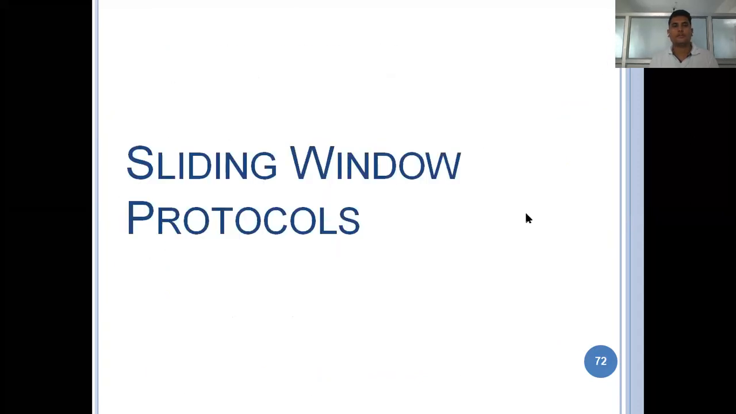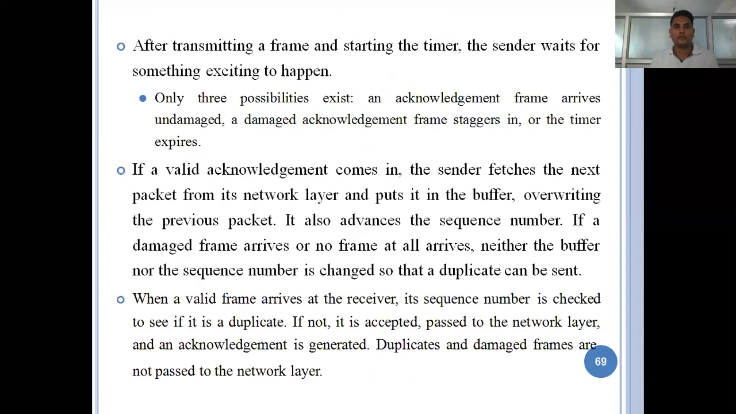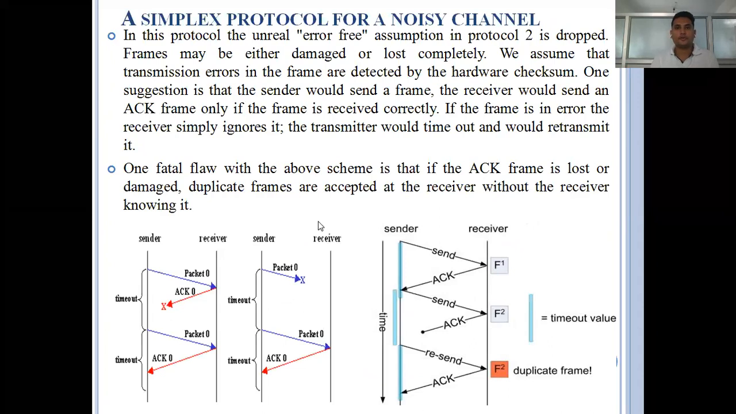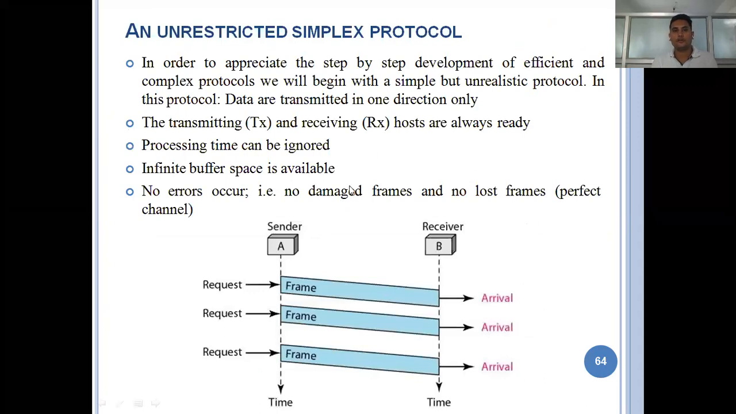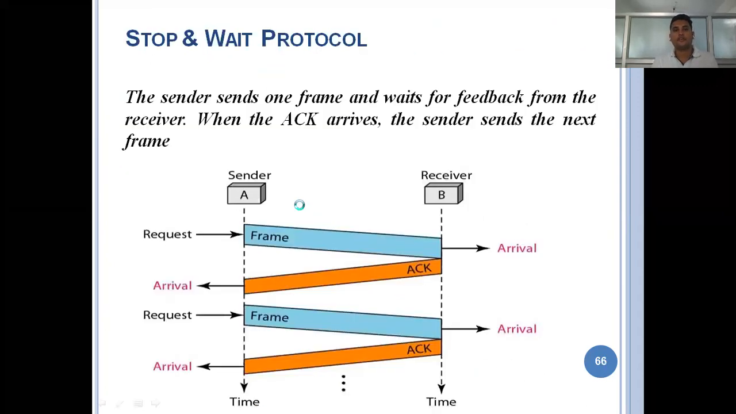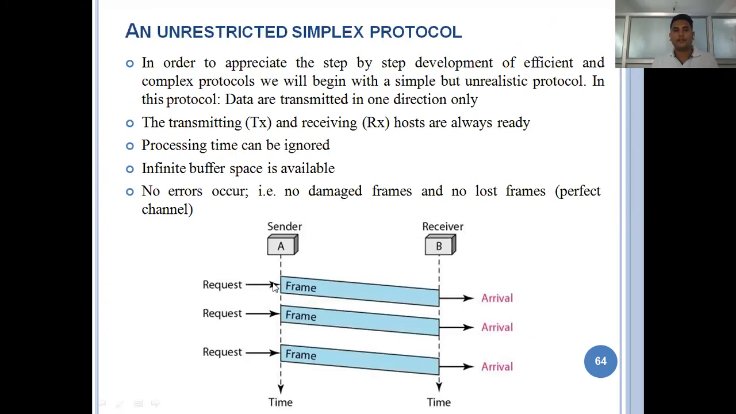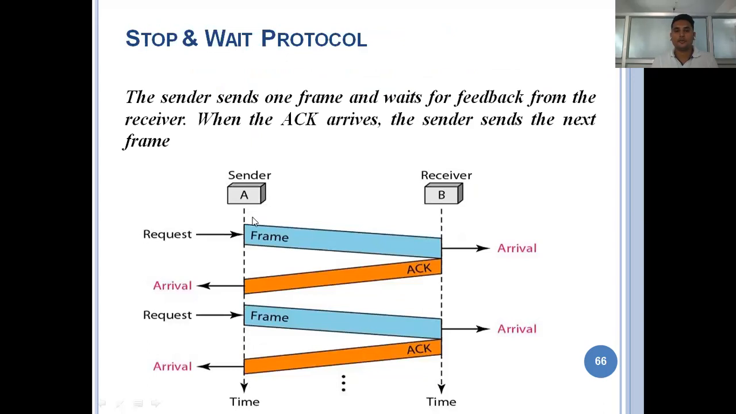In the sliding window protocol context, there are two types of protocols. One is unidirectional and half duplex. For that purpose, we discussed the simplex protocol and the simplex stop and wait protocol. The simplex protocol is completely unidirectional, only one-way transmission: the sender sends and the receiver receives. But the simplex stop and wait protocol is half duplex, using the same channel. In that same channel, first the frame is transmitted, then the acknowledgement is transmitted. That is the stop and wait protocol.